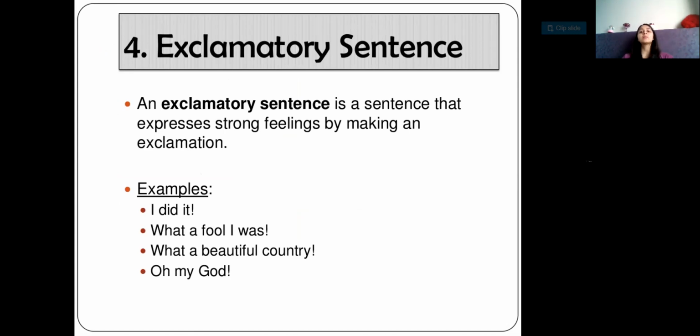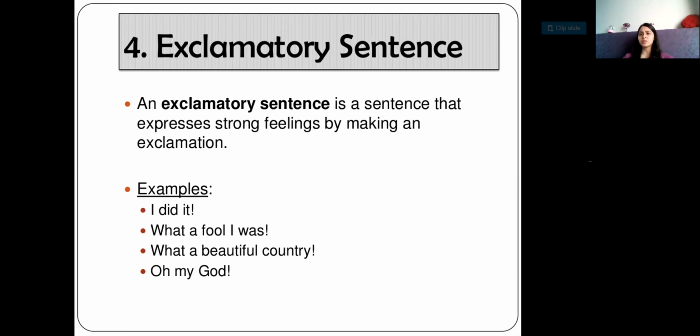Now, an exclamatory sentence is a sentence that expresses strong feelings. It can be a feeling of happiness, sadness, excitement, surprise. All these feelings come into it, but it is a strong one, not a very normal one. I did it. So it's not just "I did it," not that way. I did it! Yes, I've done my work. Some strong thing that you've achieved. So you're saying out of so much joy, I've done it.